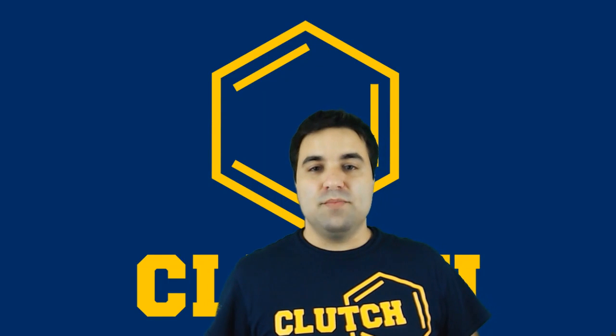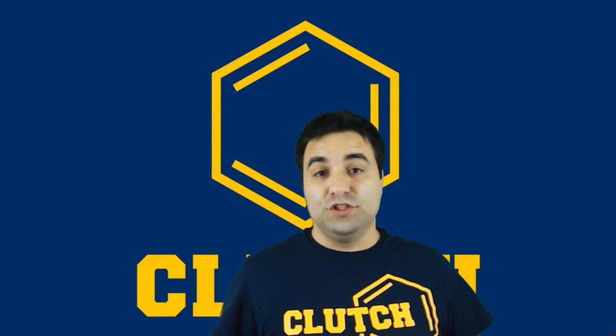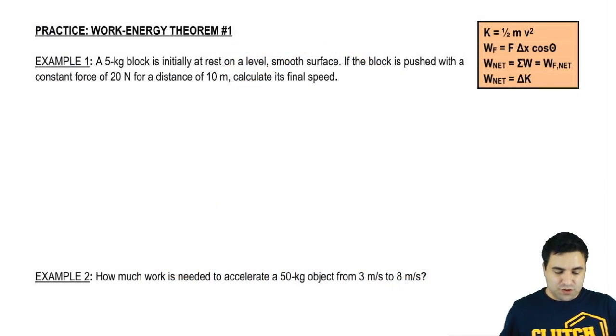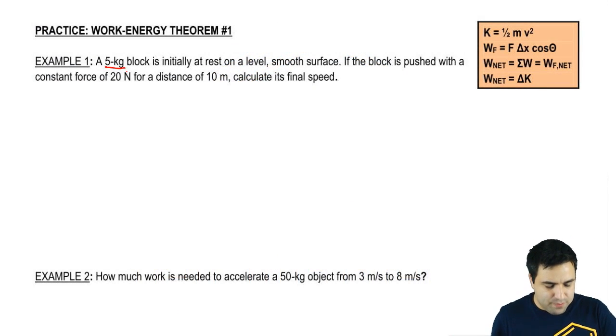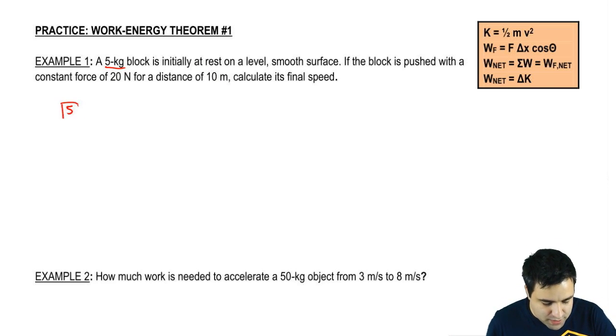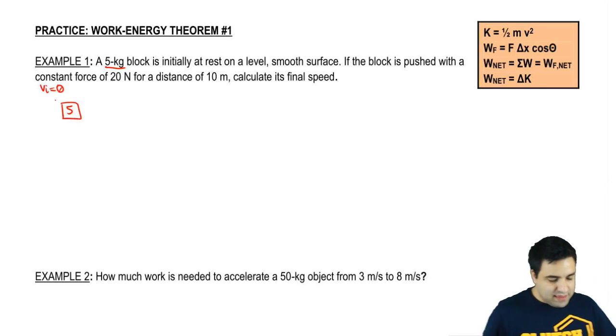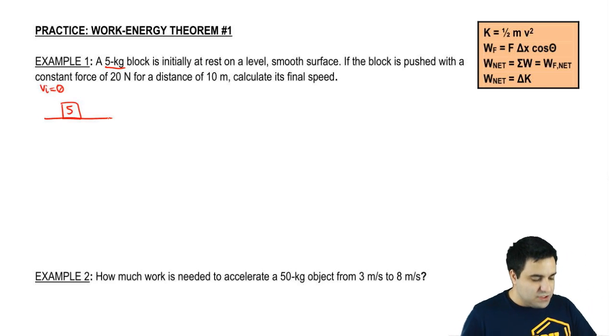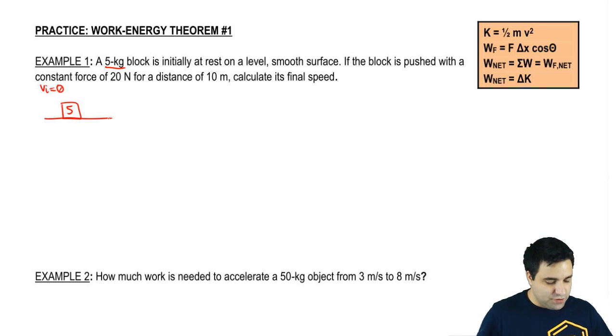Hey guys, let's now do some practice problems with the work energy theorem. So in this first question here, I have a 5 kilogram block that is initially at rest. So let's draw this 5 kilogram block initially at rest. V initial equals 0 on a level, meaning horizontal, smooth, meaning no friction, surface.